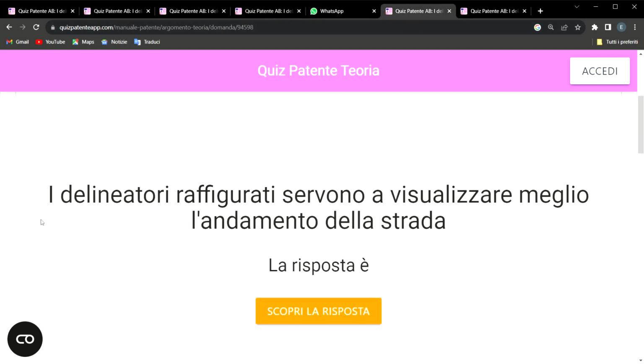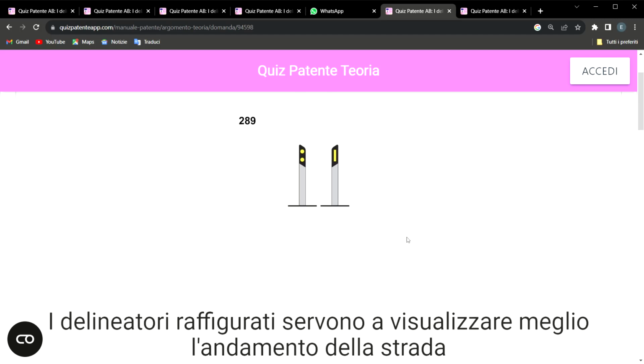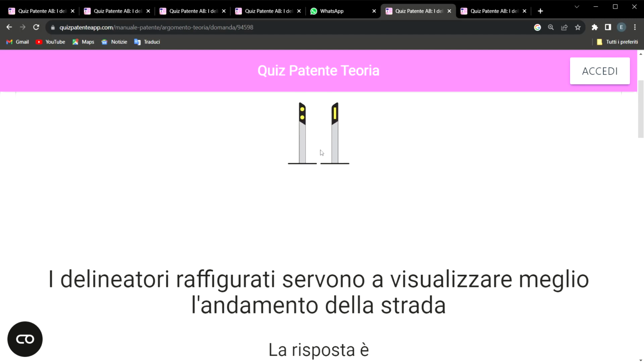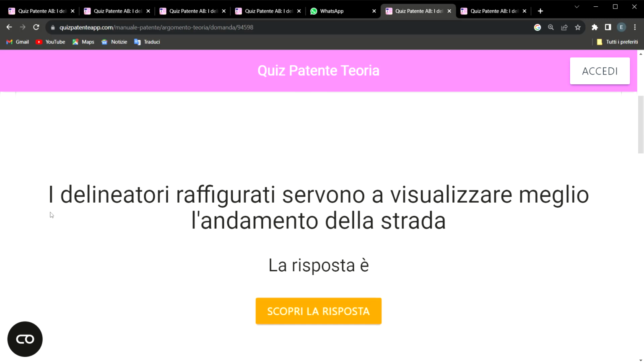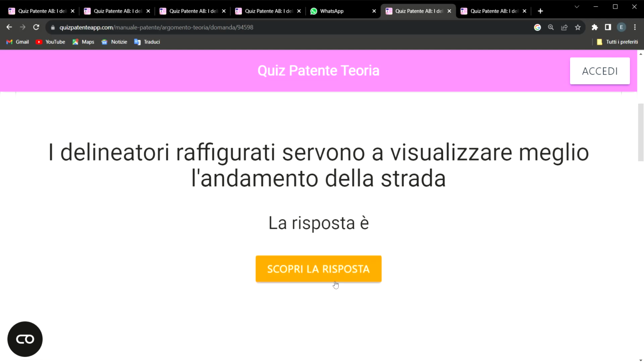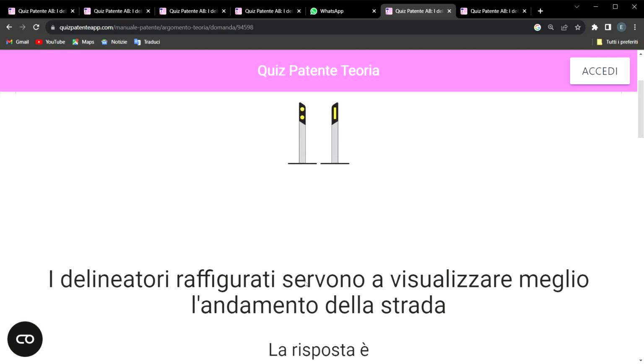And another question again, it says i delineatori raffigurati servono a visualizzare meglio il andamento della strada. It's talking about something like this. Vero o falso? I delineatori raffigurati servono a visualizzare meglio il andamento della strada. Vero o falso? The answer to this question is vero. We can see the response is vero. Now, why is it vero?